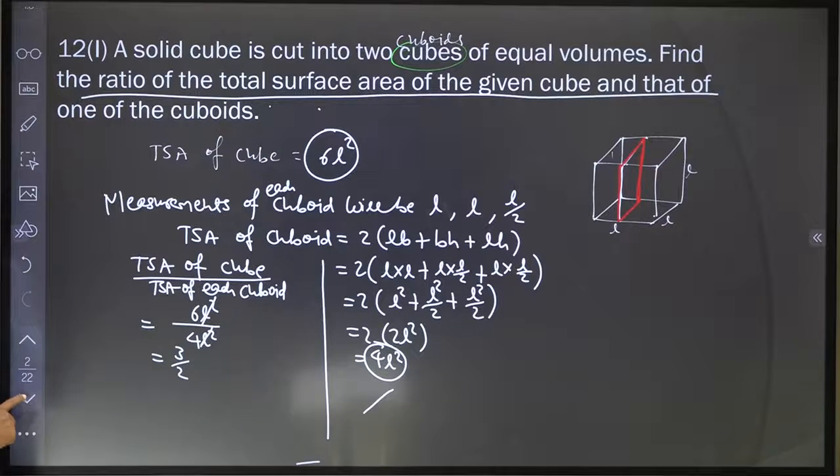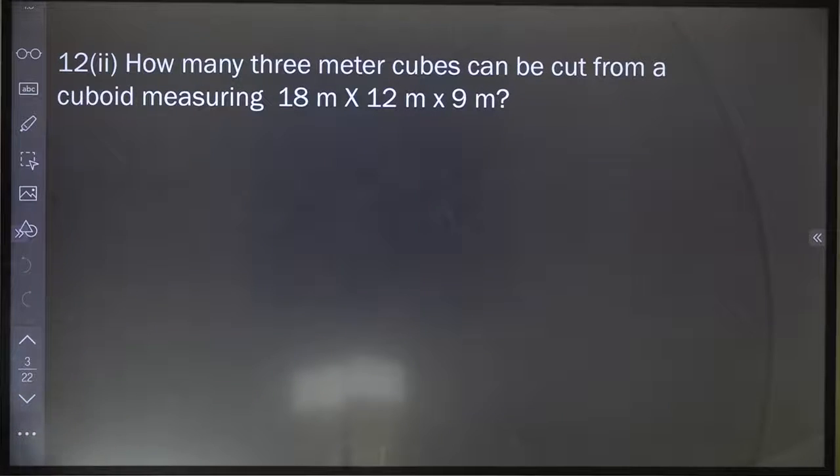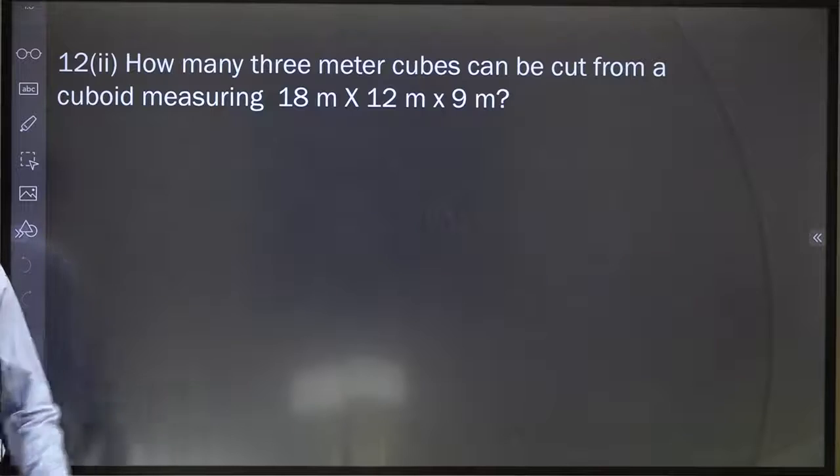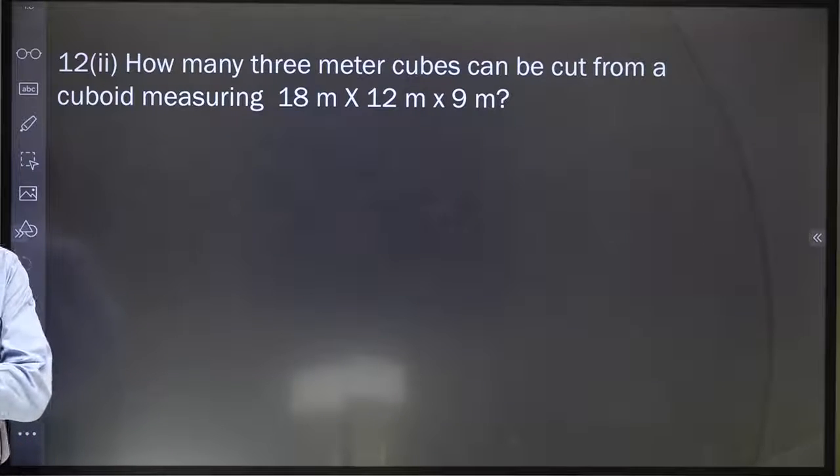Okay, now next. So it is question 12. How many 3 meter cubes can be cut from a cuboid measuring 18 by 12 by 9? It's very simple. You just want to cut this cuboid into so many cubes, each of measurement 3 by 3 by 3. So length, breadth and height all will be divided by 3.